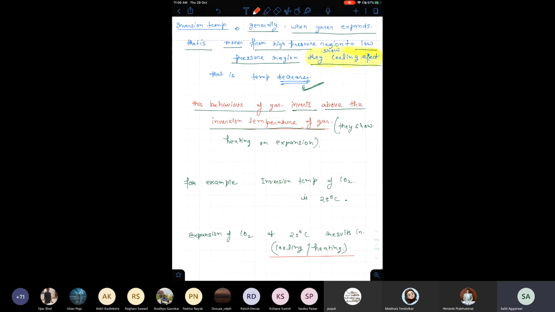Sanjana, I said that generally when gases expand, they show decrease in temperature, that is cooling effect. But for every gas, there is a particular temperature above which when they expand, they show invert behavior, that is the heating behavior. Such temperature is called inversion temperature.